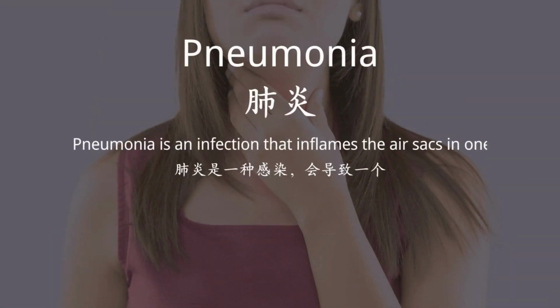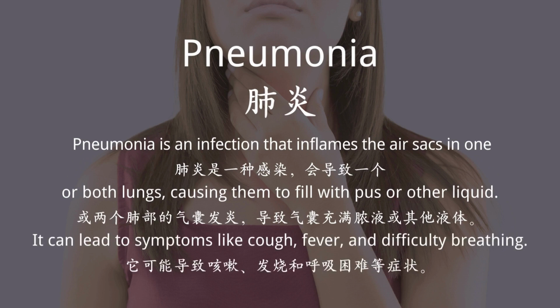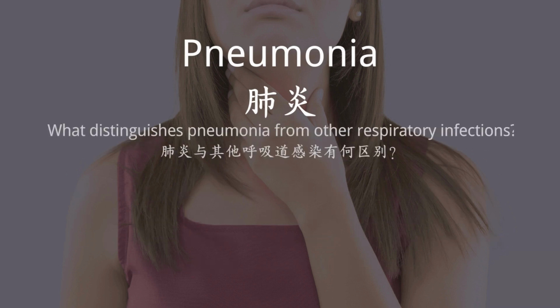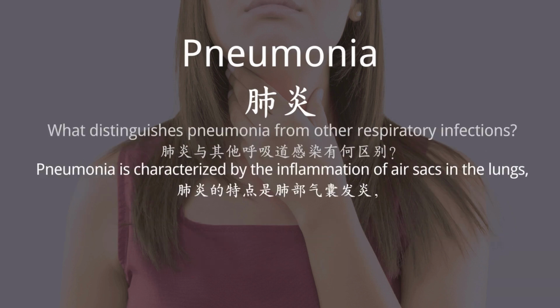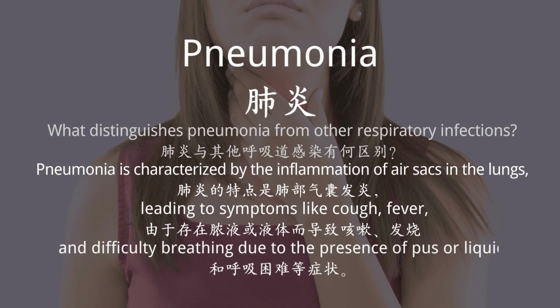Pneumonia. Pneumonia is an infection that inflames the air sacs in one or both lungs, causing them to fill with pus or other liquid. It can lead to symptoms like cough, fever, and difficulty breathing. What distinguishes pneumonia from other respiratory infections? Pneumonia is characterized by the inflammation of air sacs in the lungs, leading to symptoms like cough, fever, and difficulty breathing due to the presence of pus or liquid.